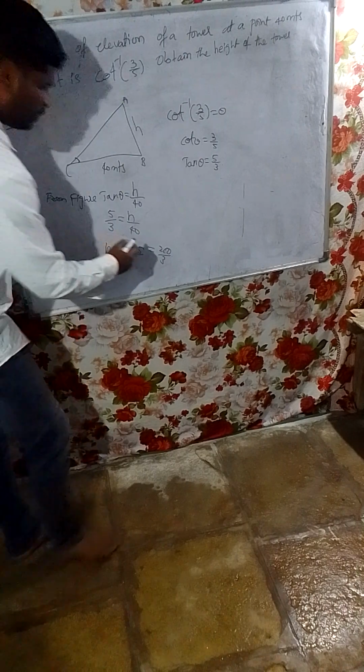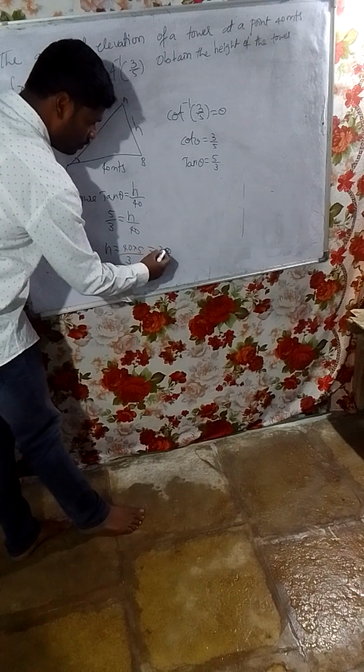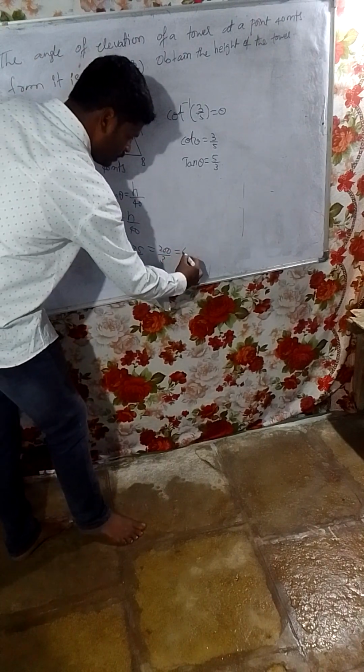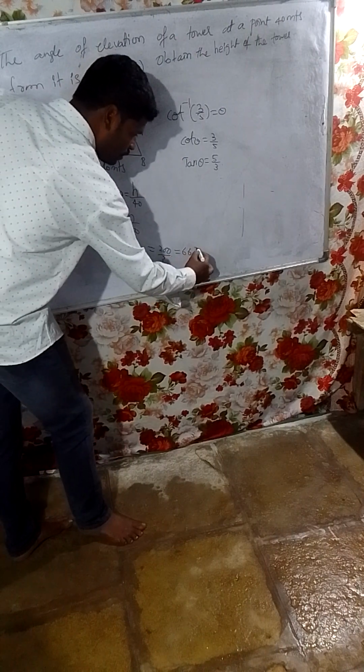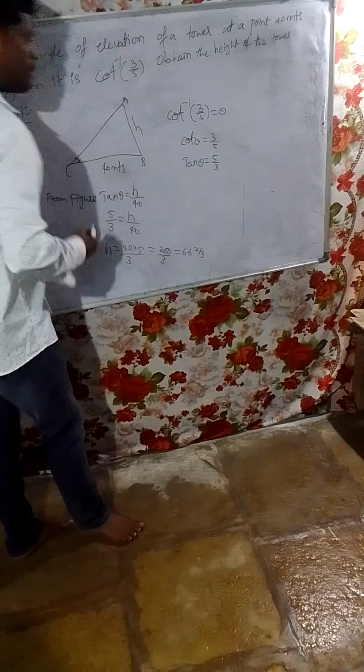200 by 3. Then you have to reduce: 3 6 are 18, 2 20, 3 6 are 18, 2 20, 66 2 by 3.